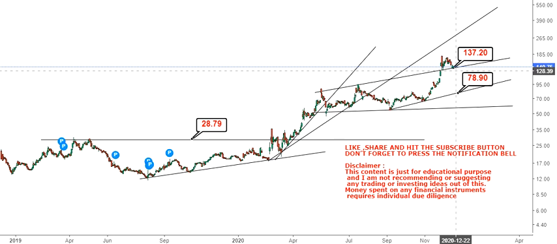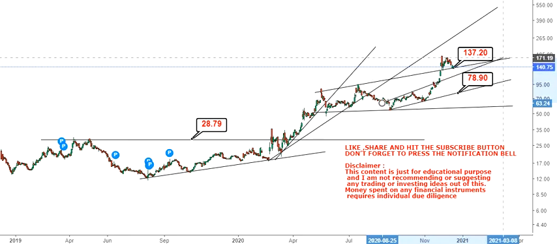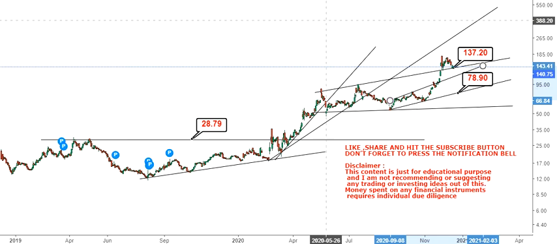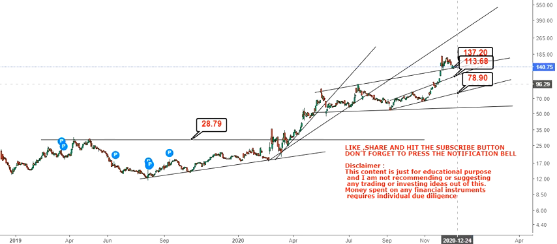So that's the first and most important thing you need to understand here. In any kind of breakdown situation, the stock may go down or fall sharper, but there is a support level before 78 as well. Now below 137 you have 113, and below 113 you have 78. So this is how you can divide your risk.